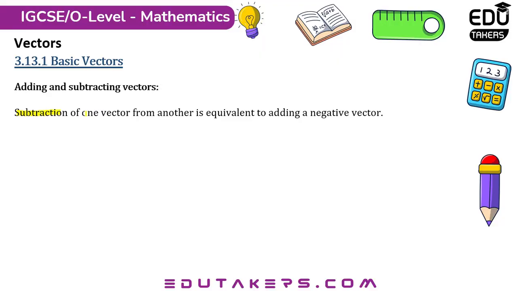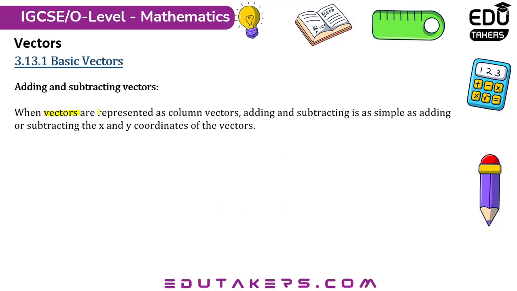Subtraction of one vector from another is equivalent to adding a negative vector. Here we have two vectors A and B, and we have to subtract B from A. So we will draw negative B. So the resultant vector will be C equals A minus B.